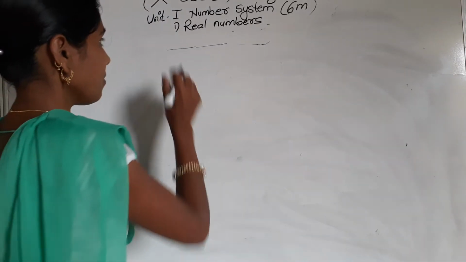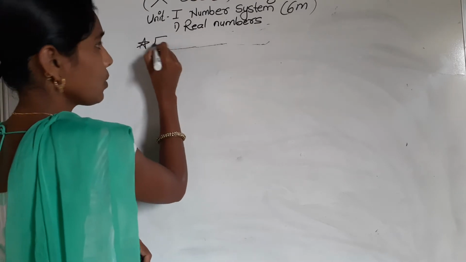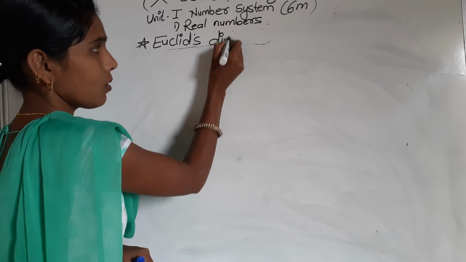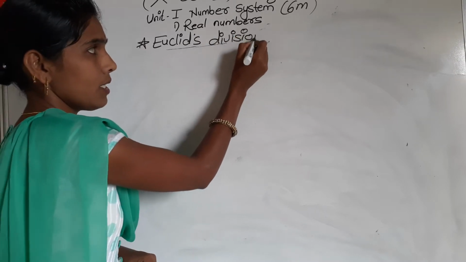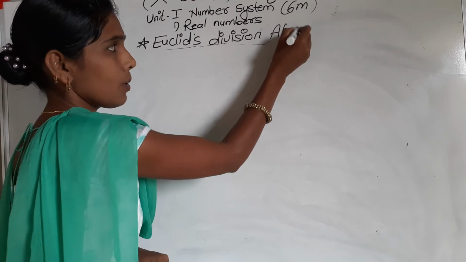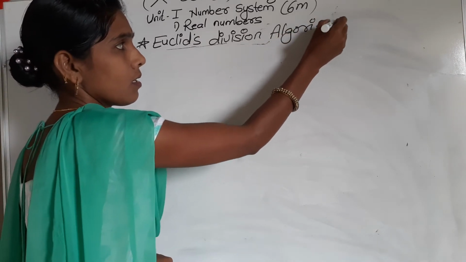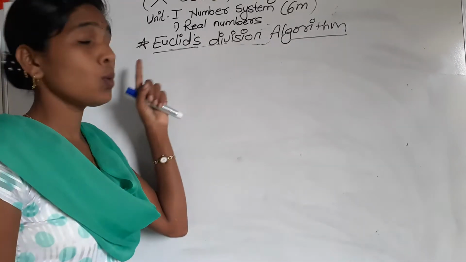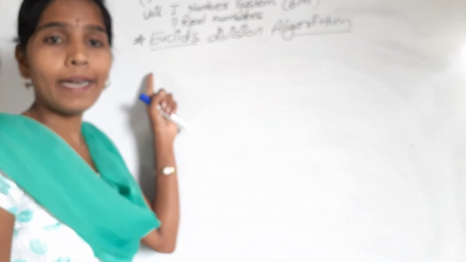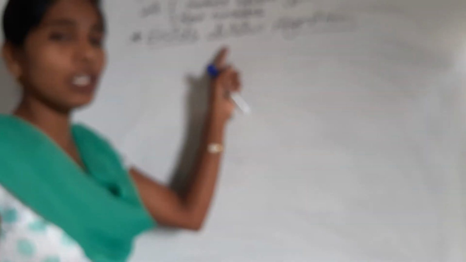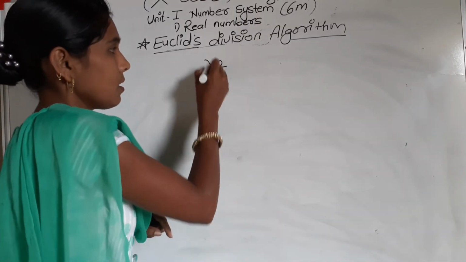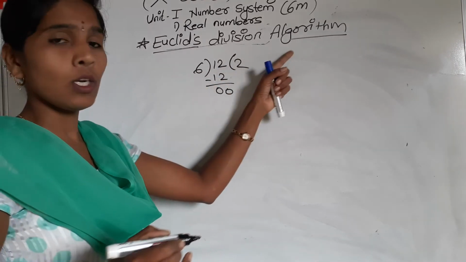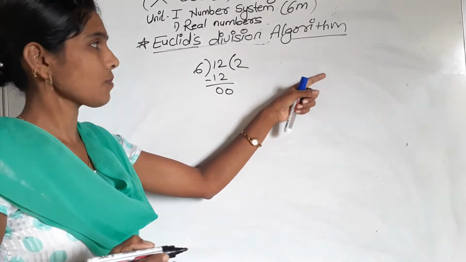In these real numbers, next point is Euclid's division algorithm. Euclid is a mathematician who is the founder and father of geometry. Division process: 6 2s are 12. This is division. Algorithm means procedure.